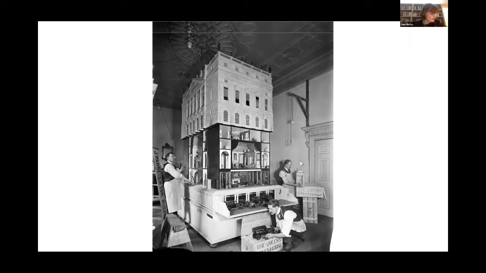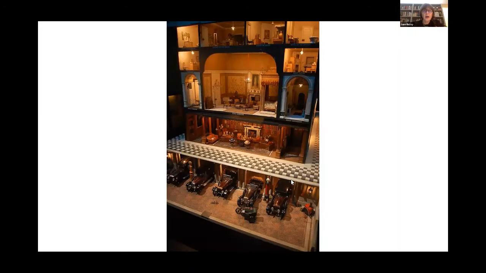This is the doll's house from the outside. And here we have the doll's house, back to the cars, if that's okay.